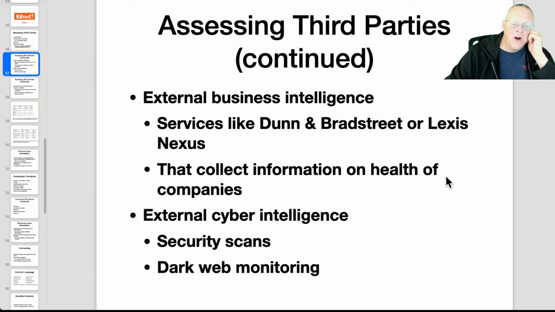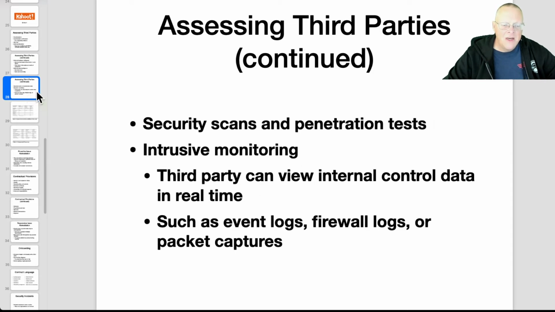You can go to third-party business intelligence companies like LexisNexis that will rate the reputation of a company. You can try to determine things from the outside, like security scans and dark web monitoring. There's external cyber intelligence companies like Recorded Future that will tell you if their data has been leaked, if they've been hacked recently, and things like that. You can look at pen tests. You can even do intrusive monitoring. Some people even allow other companies to come in and inspect their event logs and firewall logs and such. You might be able to establish that kind of close relationship with them so you can see what's going on in their network.